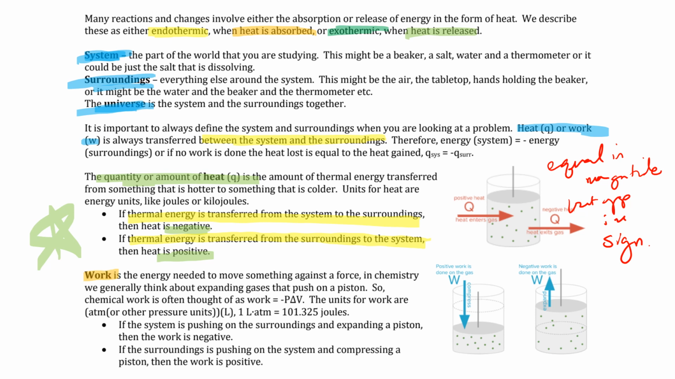Work is the energy needed to move something against a force. So we're going to look at expanding gases on a piston. Chemical work is often thought of as work equals negative P times delta V, so pressure times change in volume. If the system is pushing on the surroundings and expanding a piston, the work is considered negative. If the surroundings are pushing on the system and compressing the piston, work is positive. So there are a lot of positive and negative signs here, so you need to get those things straight.